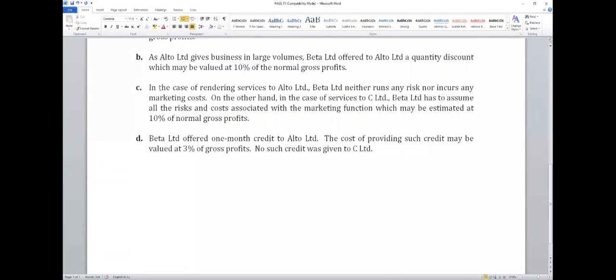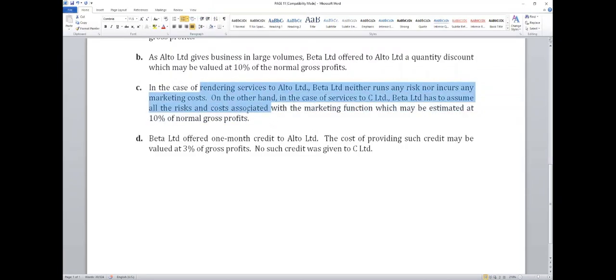Next up, in the case of rendering services to Alto Limited, Beta Limited neither runs any risk nor incurs any marketing cost. எங்களுக்கு எந்த கவலையும் கிடையாது சார். எங்களுக்கு ரிஸ்கே கிடையாது. When we deal with AE, எங்களுக்கு எந்த ரிஸ்க்கும் கிடையாது. நாங்க அந்த ப்ராடக்ட்டை மார்க்கெட்டிங் பண்ணனும்னு இல்ல. But on the other hand, in the case of services to C Limited unrelated party, we have to assume all the risk and cost associated with the marketing function which may be estimated at another 10% of normal GP.